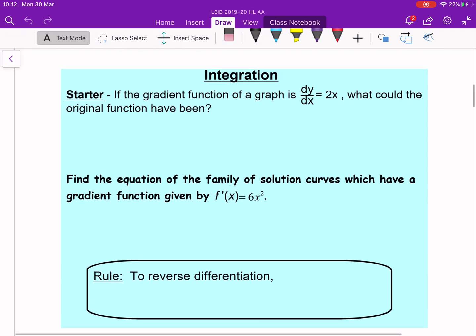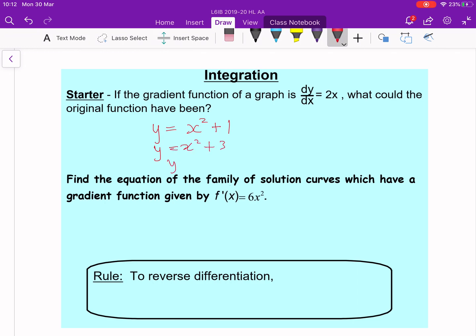So what kind of equations would have given us a gradient function of 2x? Well, it's got to have come from y equals x squared. But is that the only graph? Well, no, it's not, because we don't know whether there's a number on the end. It might be y equals x squared plus 1, it might be y equals x squared plus 3, it might be y equals x squared minus something. So in fact there's a whole family of graphs that would have a gradient function of 2x.